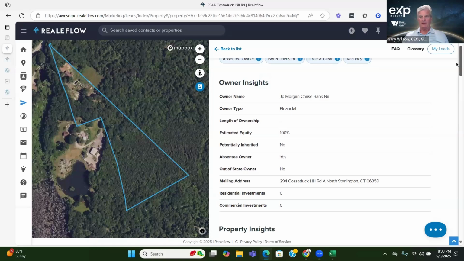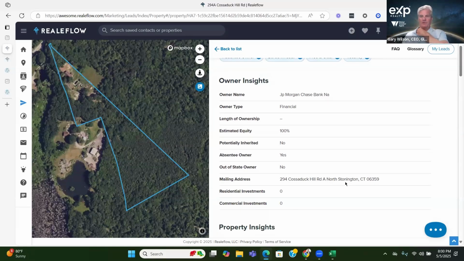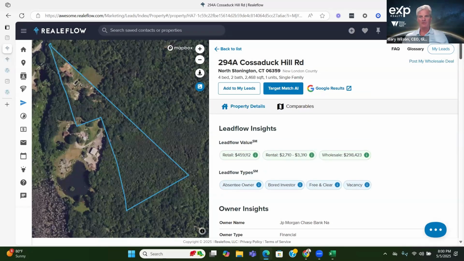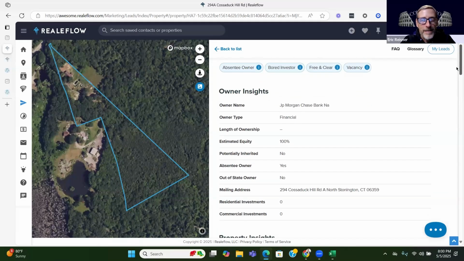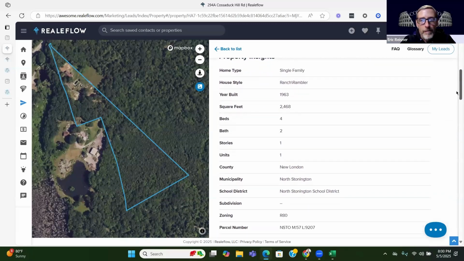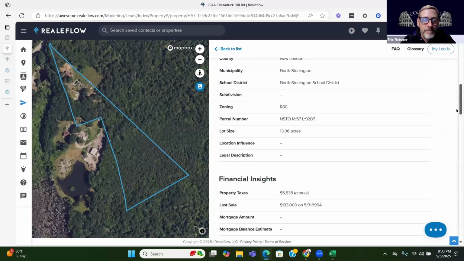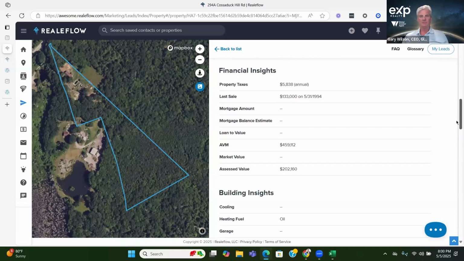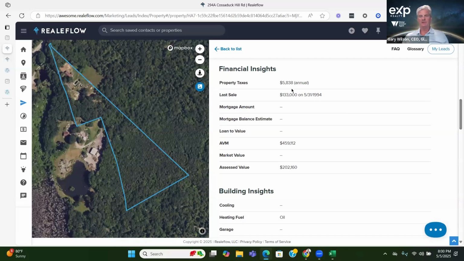So in any case, there must be a local branch in Stonington, unless that's the property address. No, that's the property address. There you go. Single family, probably a local realtor managing it. And we can find out too pretty quickly. Look at property taxes, 5838. Last sale in 94. Daggone, that is rough, man. They lost that property literally after 30 years. I bet it was on property taxes.